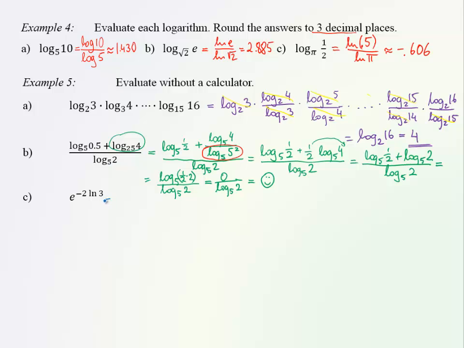And the last example, here we have e to ln. Oh, that would be good if we didn't have the -2. So what we need to do is bring this -2 inside the ln as an exponent. So this would be e to the ln of 3 to the -2. Okay, but e and ln cancel each other, so we really have 3 to the -2, which ends up being 1 over 3 square, which is 1 over 9.